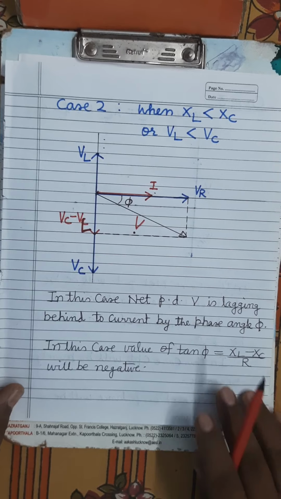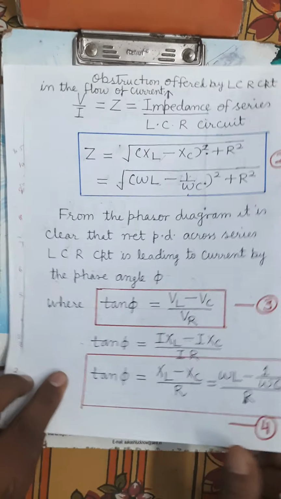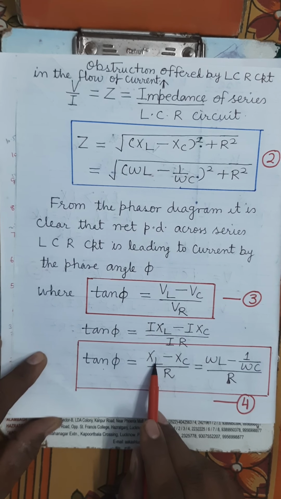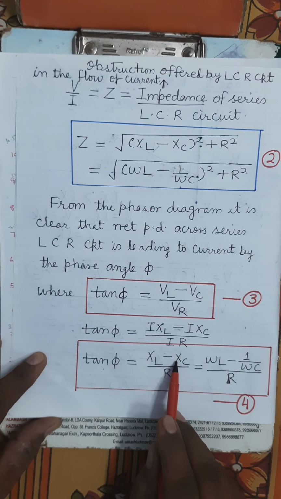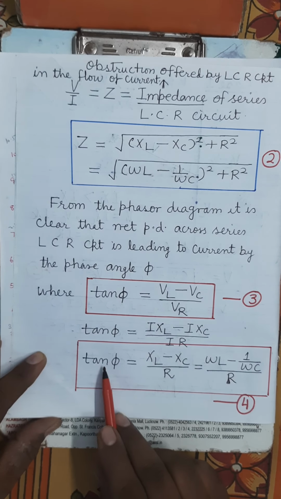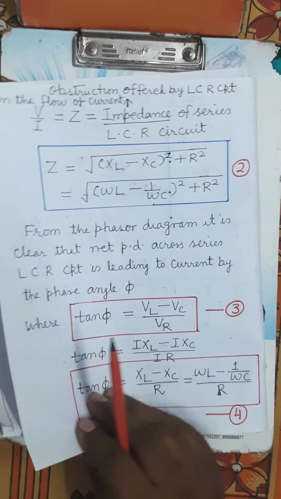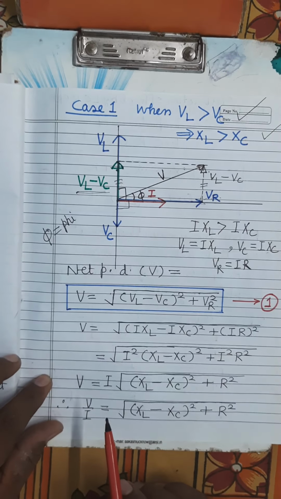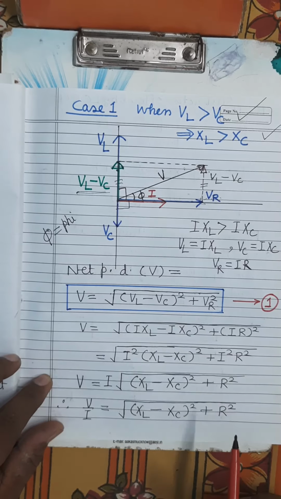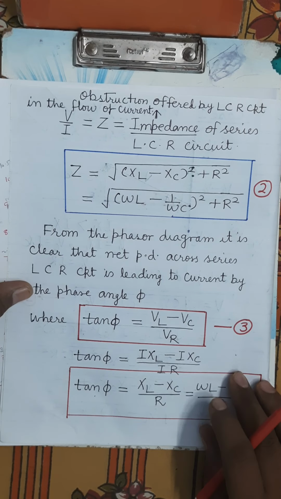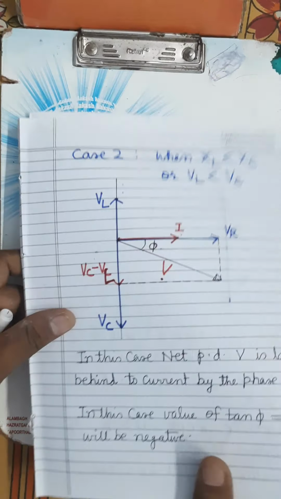And in this case, tan phi will come out negative. Why will it come out negative? Because XL is smaller, XC is bigger, therefore it will come out negative. So you will remember that if tan phi is positive, then the case is this: net potential difference is leading the current by a phase angle phi. But if tan phi comes out negative, then what will happen? The case will be this.